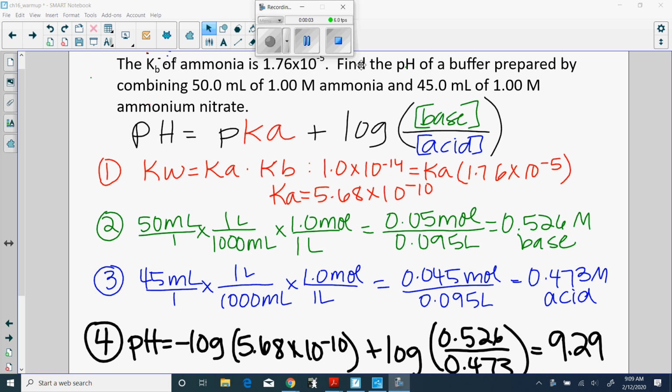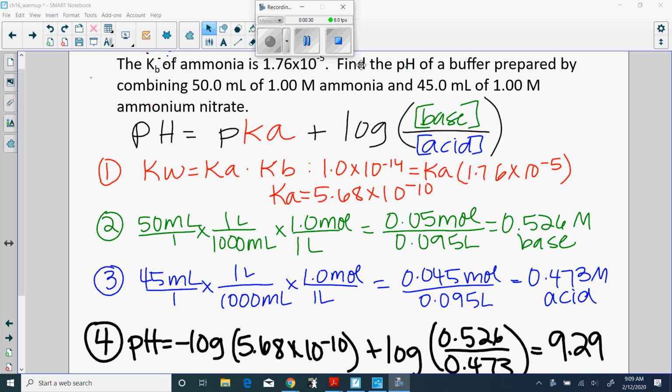As you're working on it, the word "combining" makes all the difference. I'm taking two different beakers and combining them into something new. So that means that the concentrations are getting more dilute, so the molarity is going to change. You have to recalculate the molarities before you can plug it in.